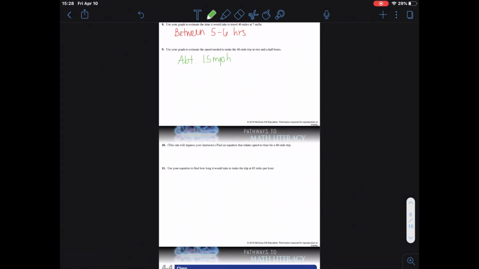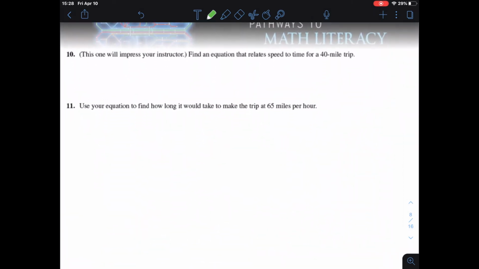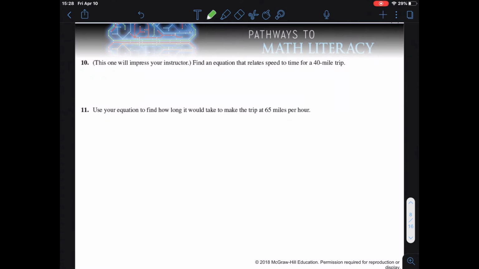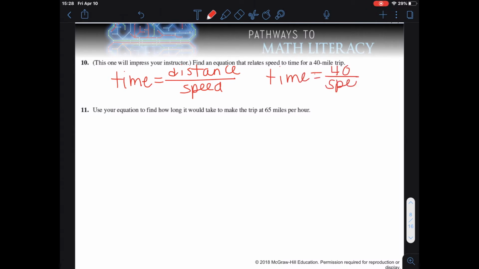So now let's find that equation that relates the speed to time for that 40-mile trip. So we've actually already done this. We know the distance is equal to the rate times time. So since the time is going to be the distance over the speed, or the rate, in our case, the time will equal 40 over our speed.